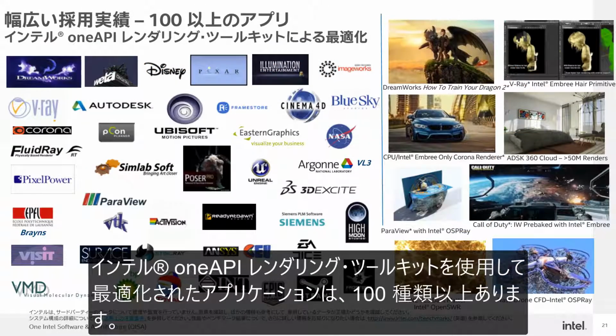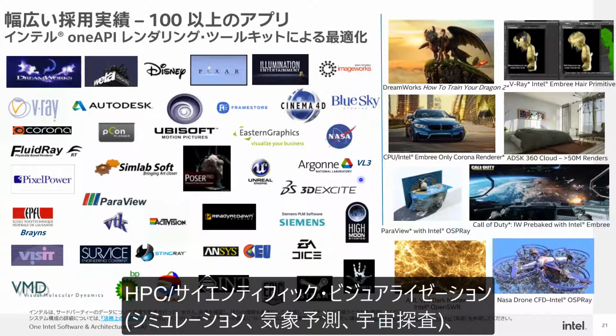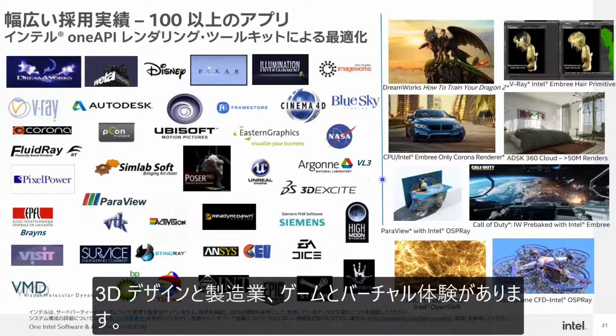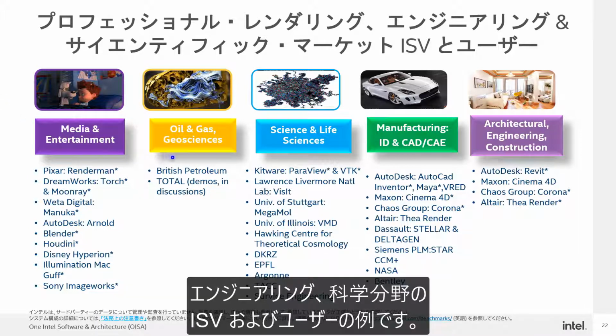So what about application support? Currently, there are more than 100 applications optimized by Intel oneAPI rendering toolkits across studio animation, films, HPC, scientific visual computing, simulations, weather prediction, space exploration, 3D design, manufacturing, gaming, and virtual experiences. Here are some examples of ISVs and users in professional rendering, engineering, and scientific markets, which are currently using the Intel oneAPI rendering toolkit.